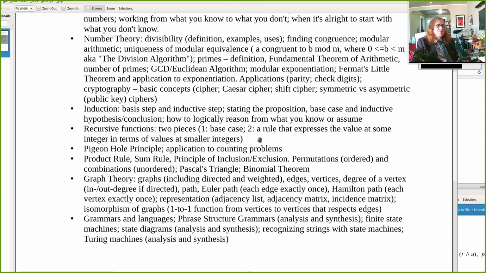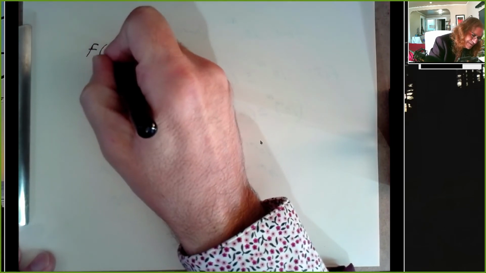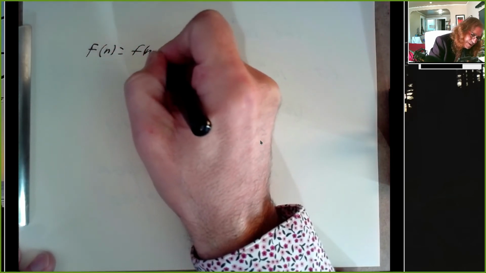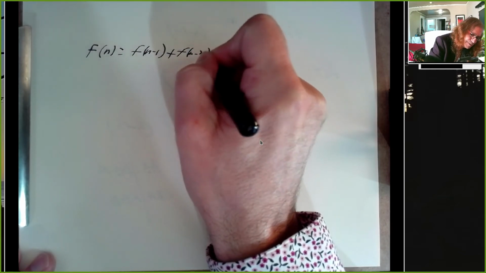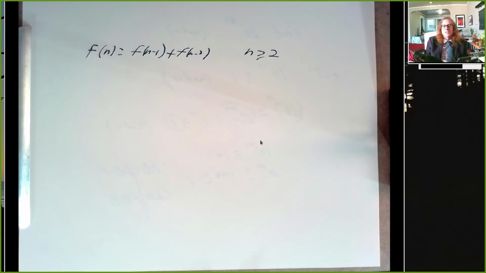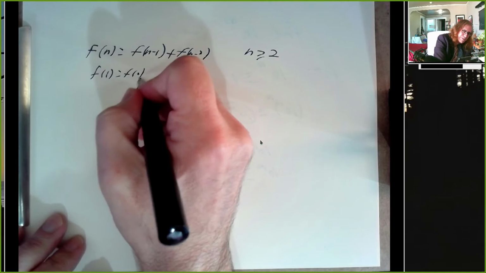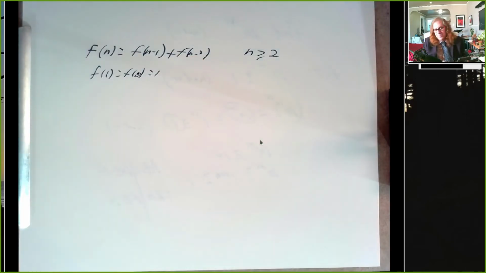Recursive functions, we didn't do a whole lot with these, so probably not a whole lot to say about that. But a recursive function was a function written in terms of smaller values of the function. So our classic example is f of n equals f of n minus 1 plus f of n minus 2, where n is bigger than or equal to 2. That's how we define a Fibonacci series. And we also define f of 1 equals f of 0 equals 1. So base cases. Right, so that's a classic recursive function.